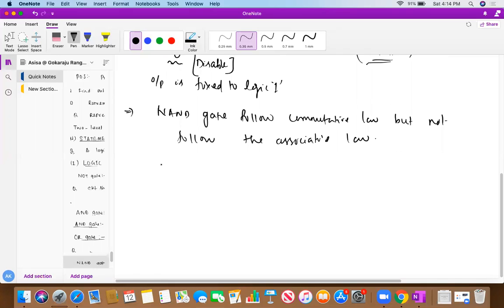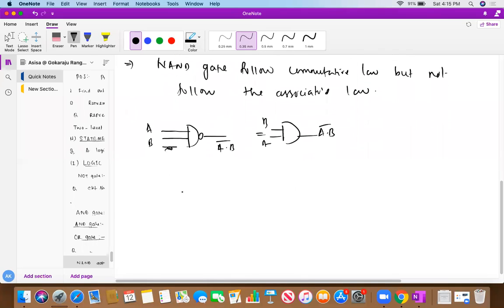So how is it? See here, commutative law means, if I put here A B, which actually follows B and A also. So this is also (A and B) bar, this is also (A and B) bar. So it actually follows the commutative law. So this actually describes the commutative property of the gate.